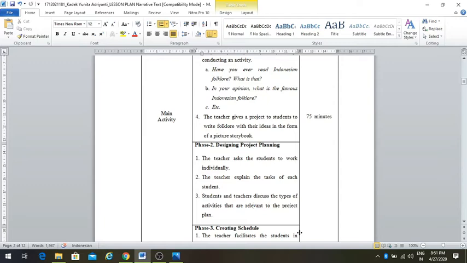For example, if one of them chooses Malin Kundang, he or she will make a story with the same core story as Malin Kundang, and also the same moral values, but with a different version. For example, a different setting, a different name of the main character, etc.